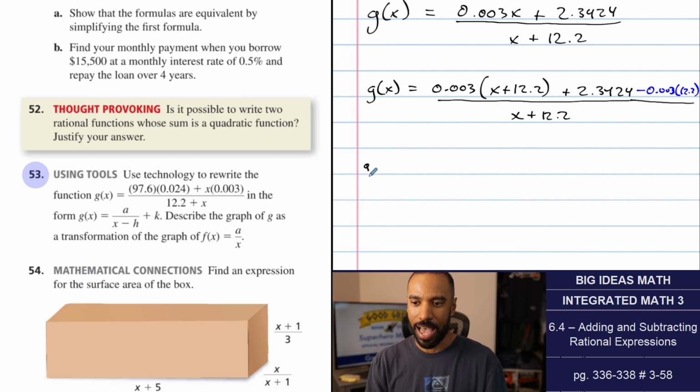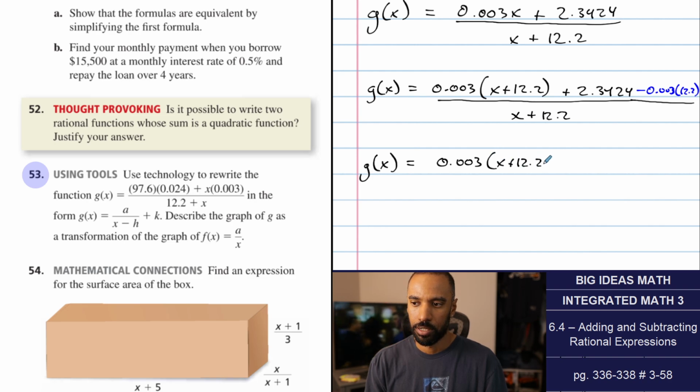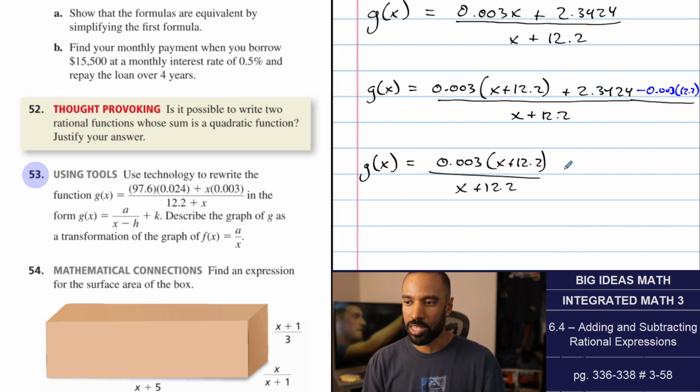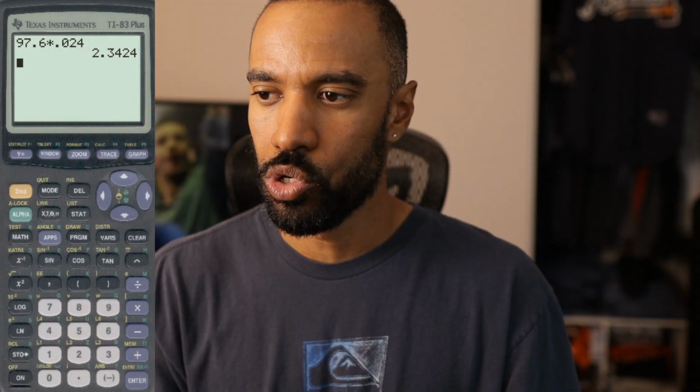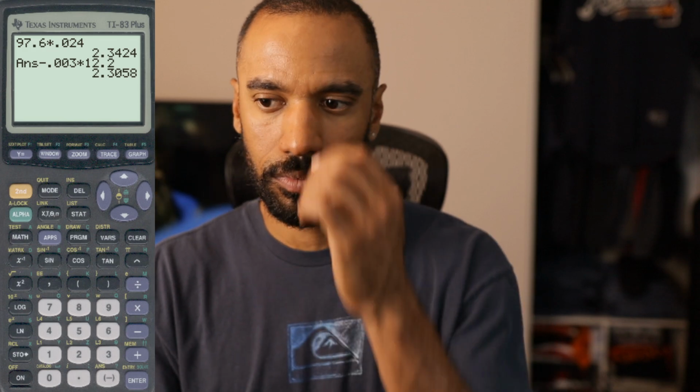Now I can leave that factored right there, and I can even split this up as I work out what this a value will be, which clearly was never going to be a very good number. What is 2.3424 minus 0.003 times 12.2? That will be my a value. Actually, this will be my a value. 2.3058.